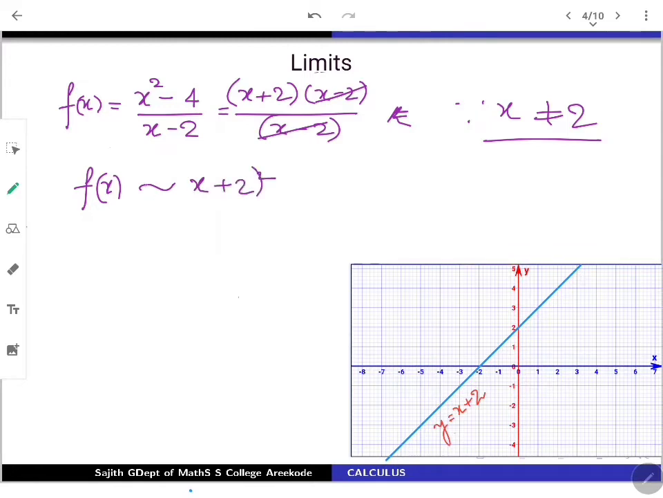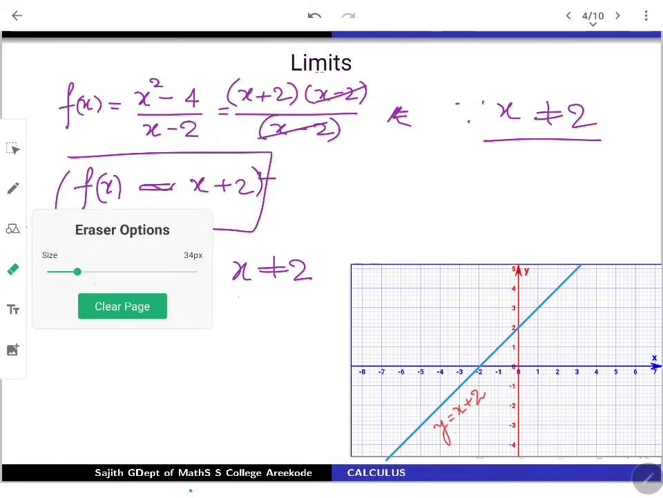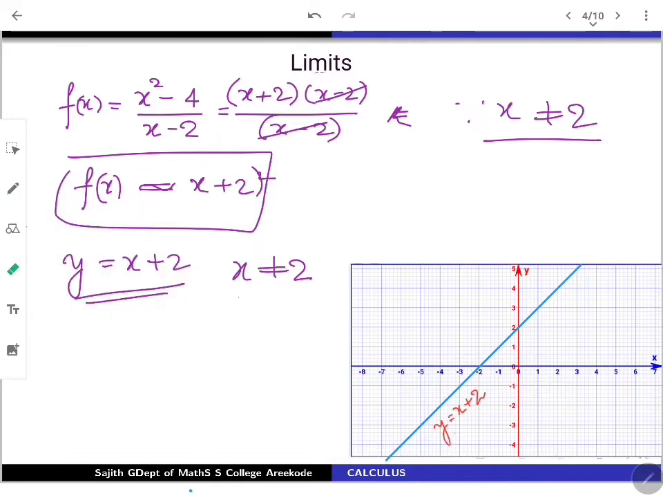But f of x equals x plus 2. We know that y equals x plus 2 is a well-known function for us. It is just a straight line. But all this behavior of the function holds whenever x is away from 2. It is not equal to 2. So remember that.